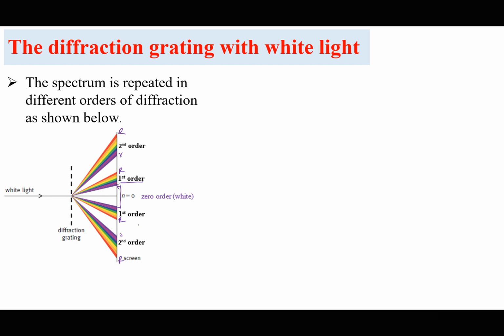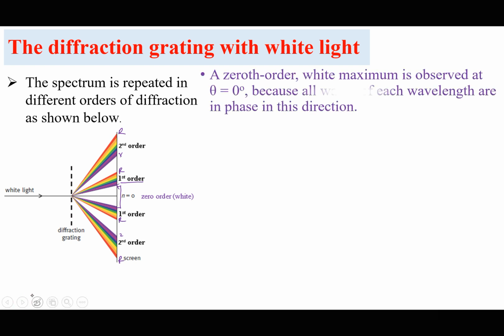So the spectrum is repeated in different orders of diffraction as shown below. But not many of these orders will be visible on the screen. Just a few of them will fit on the screen. A 0th order white maximum is observed at theta equals 0 because all waves of each wavelength are in phase in this direction. So at the center here, all waves are going to be in phase.